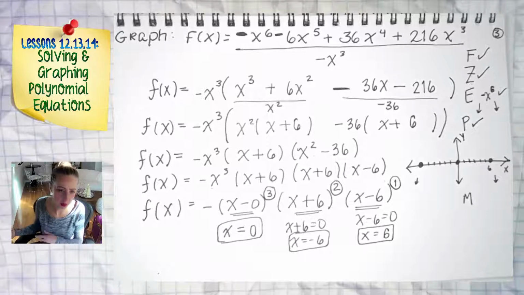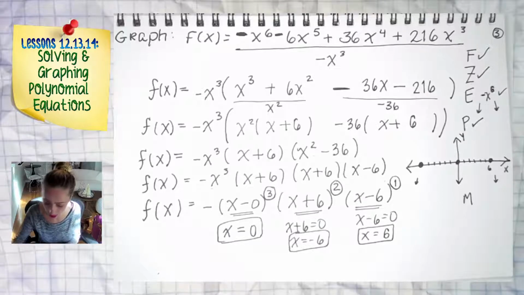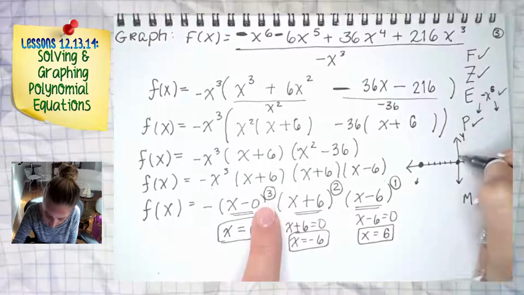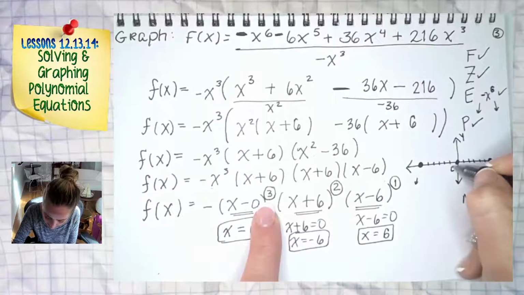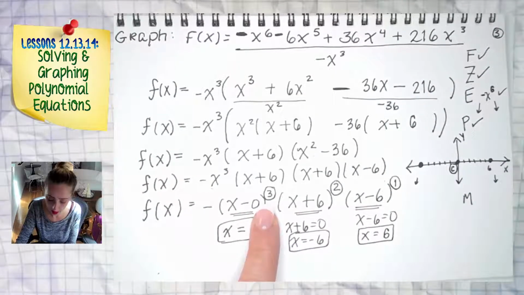2, 4, 6, 8, and so on are all the same. 3, 5, 7, 9, and so on are basically all the same. They're a little different, but they look visually similar enough that we don't worry about it. Okay, so how do I mark up my multiplicity? Well, 0 was a 3, so I'm going to put a little C near my 0, so I remember it's going to behave like a cubic.